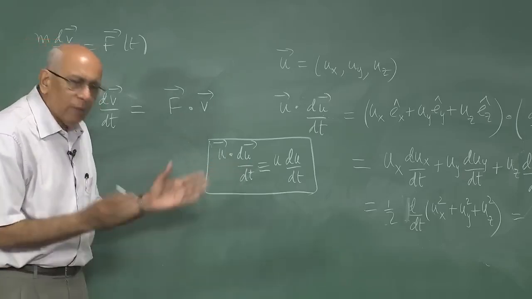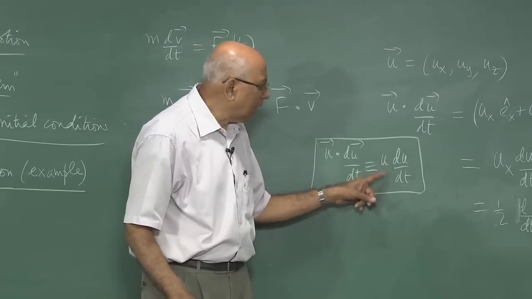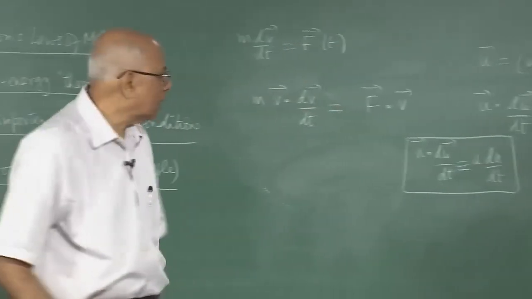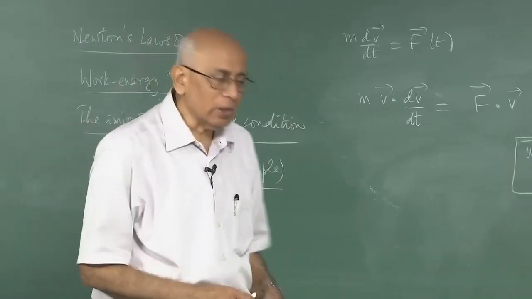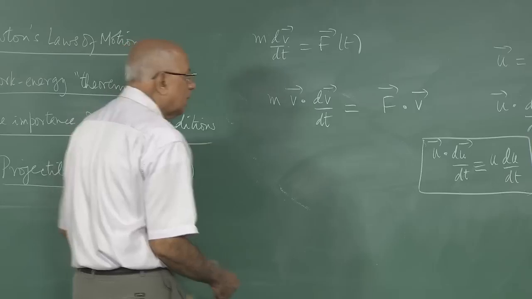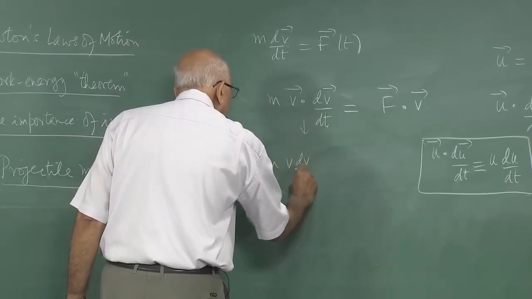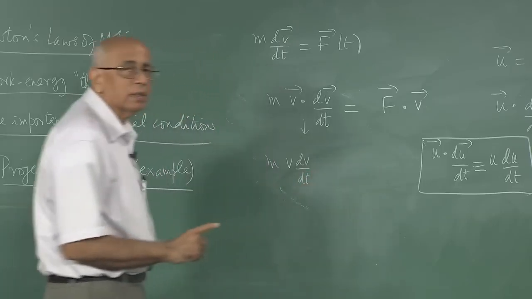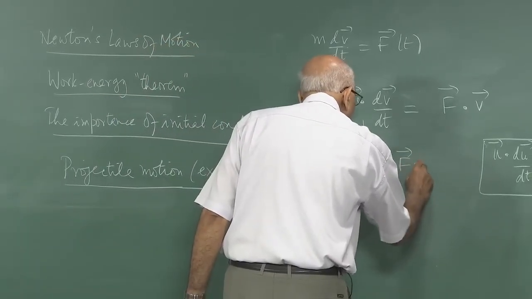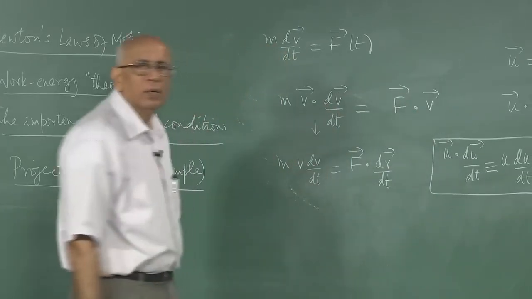These vectors can point in arbitrary directions, but the dot product of the two is just the magnitude of the vector times the rate of change of the magnitude of the vector. Okay. That is an extremely useful identity which is used over and over again. It is a very simple identity, but you see what happens here. Once I use that identity, the left hand side becomes mv dv over dt. No vectors, and that is equal to F dot dr over dt, because the velocity is dr over dt.